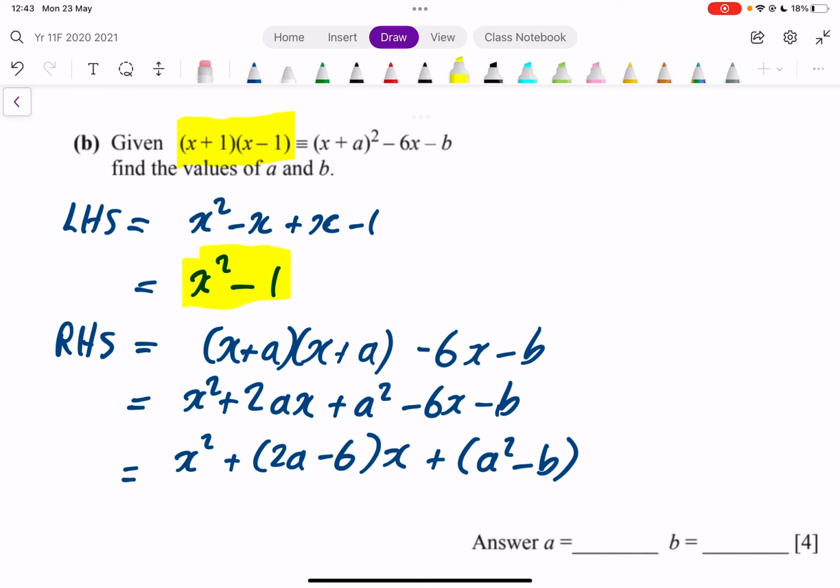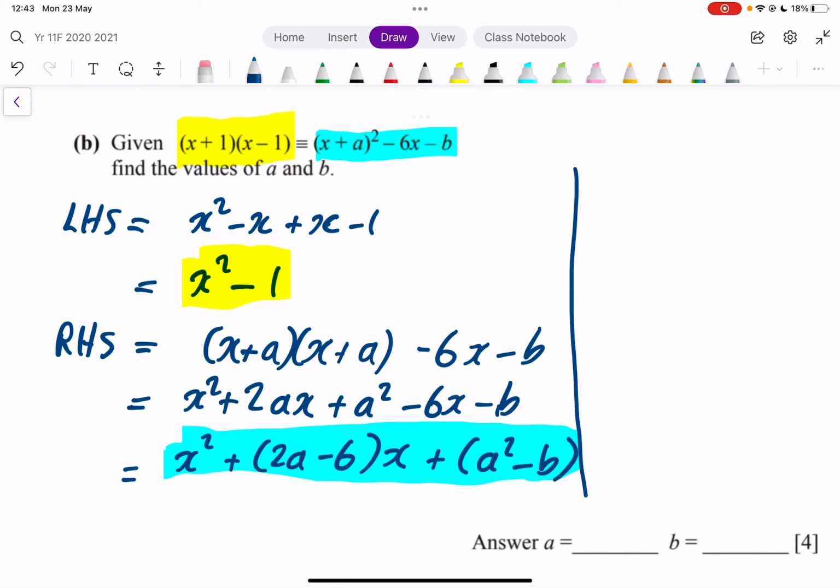If my left-hand side is equal to my right-hand side, and there's my right-hand side, that's also what it's equal to, then we can do what's called equating coefficients. Your number of x² terms on the left-hand side will equal your number of x² terms on the right-hand side. Your number of x terms on the left-hand side will equal your number of x terms on the right-hand side, and so on. So we're just looking at your x² term to see if there's anything we can do.